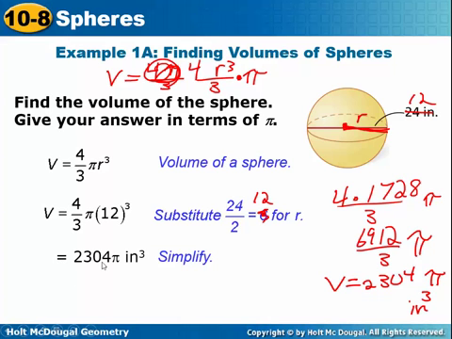And if it says to leave it in terms of pi, there's no sense in multiplying that by pi. If you do, just as I said in the last lesson, make sure you use the pi button on your calculator. So where's my pi button?